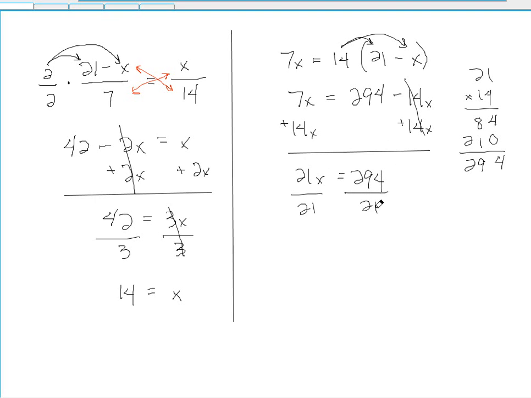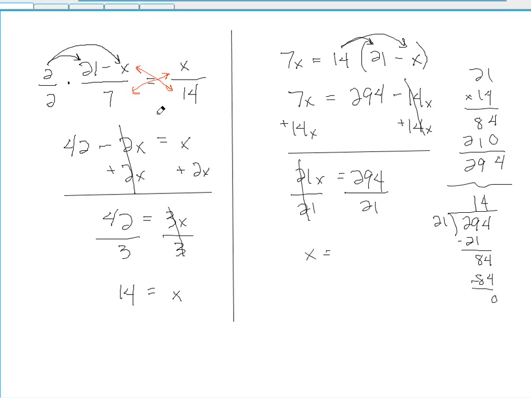We already know the answer is going to be 14, but let's prove it. So we have to divide 21 into 294. We fit 1 21 inside of 29. Gives us a remainder of 8. And then we fit 4 21s exactly into 84, remainder of 0.